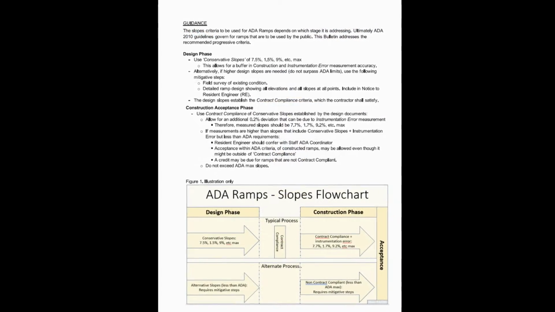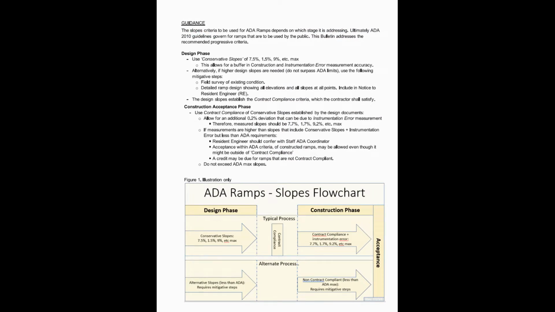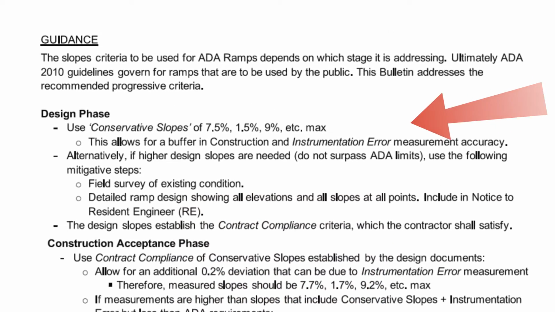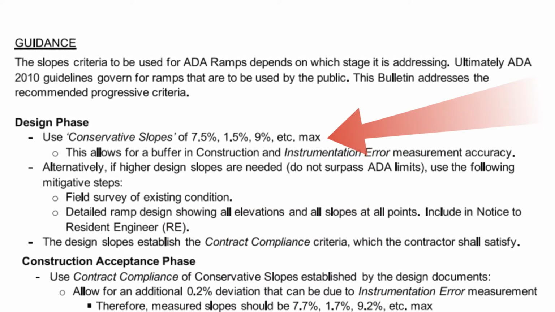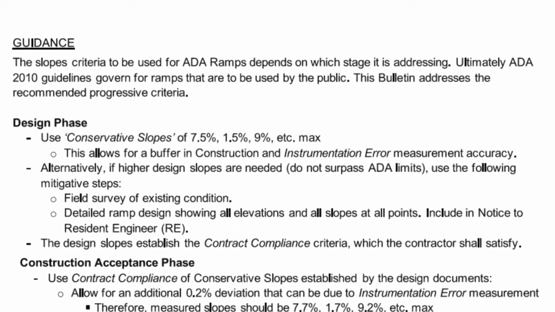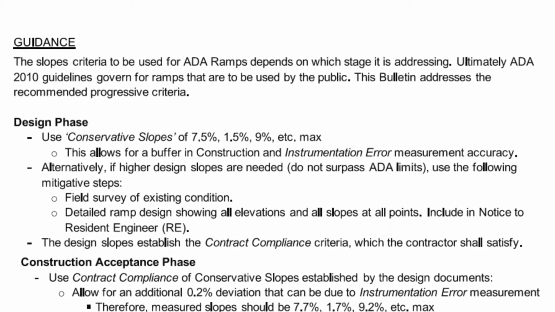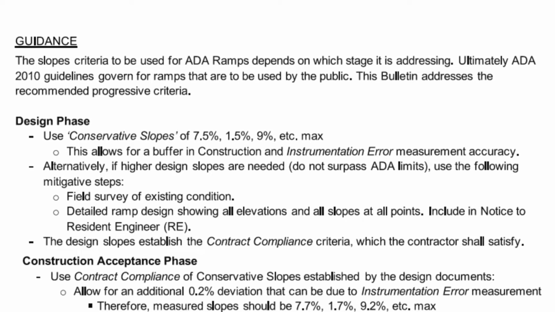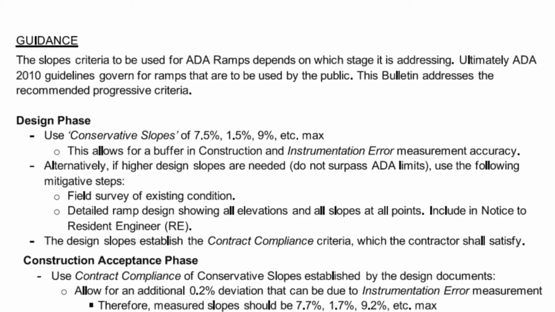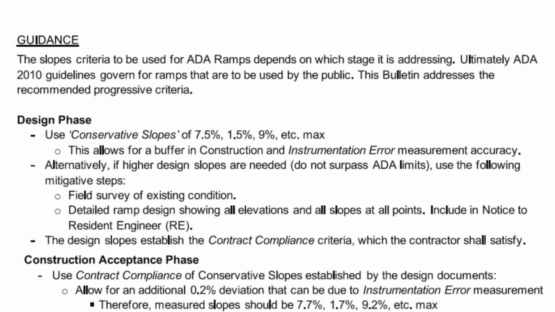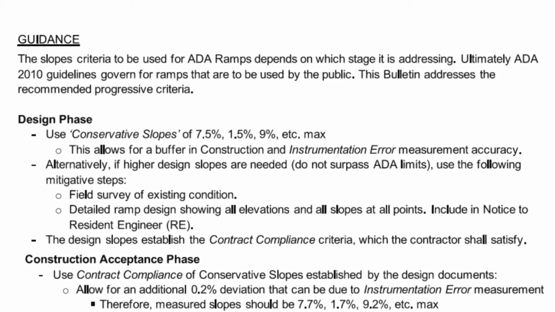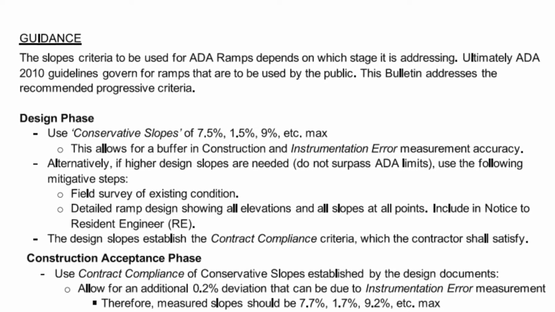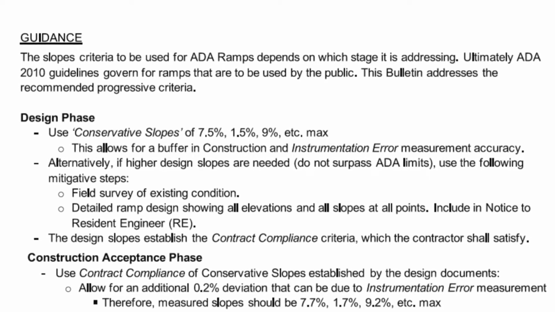This is a copy of our Americans with Disabilities Act compliant ramp guidance policy. As noted above, you will be designing your new ramps with the maximum conservative slopes of 7.5%, 1.5%, 9%, etc. If a higher design slope is needed but does not surpass build maximum limits, the designer will need a field survey of the existing conditions and a detailed ramp design showing all elevations and all slopes at all points. A note to the resident engineer will also be required prior to construction.